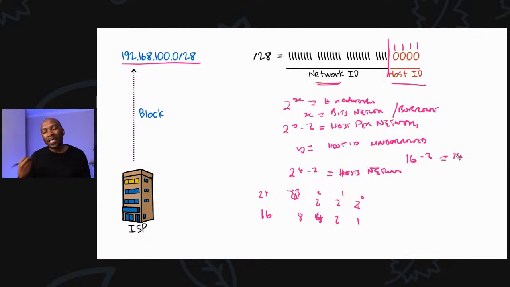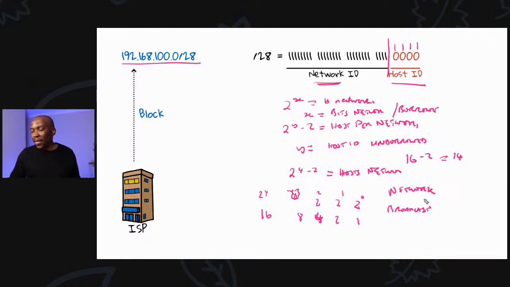And why do we subtract 2? It's because there are 2 addresses on every network that we need. The first one is the network address, and the second one is the broadcast address. Every network needs those 2 addresses. They can't be used for hosts, they are reserved. So that's where you subtract 2.